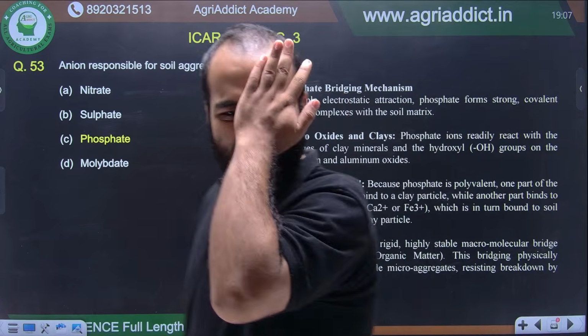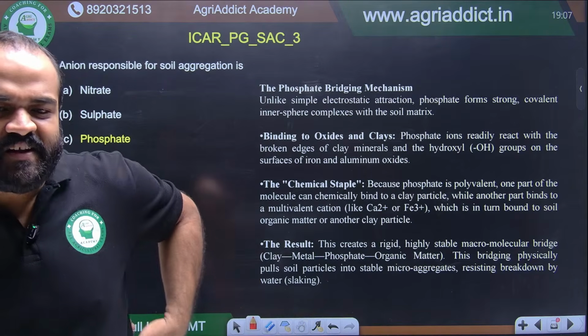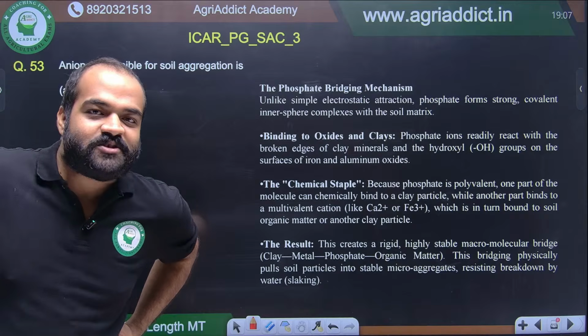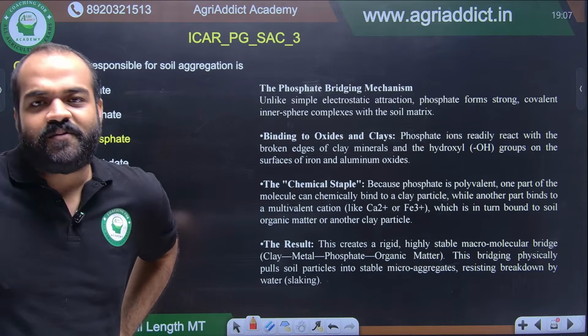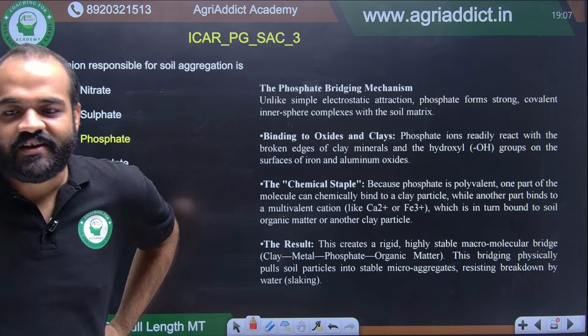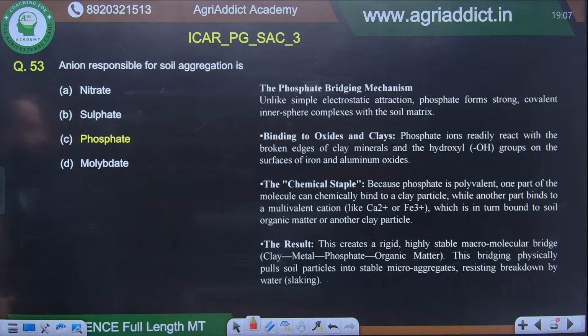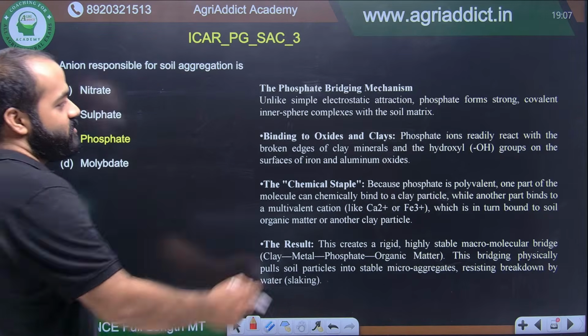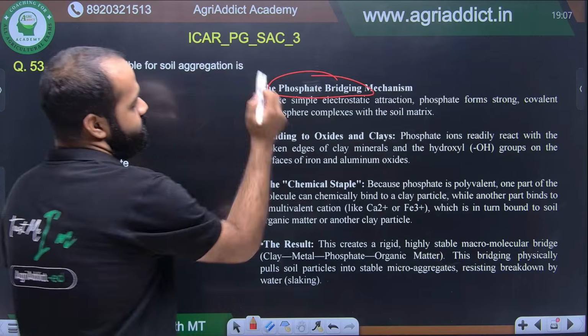This you all know, right? Application of phosphatic fertilizer improves the soil structure. This we have read from long back, from our BSc days only we have read it. Application of phosphatic fertilizer improves the soil structure. How? The phosphate bridging mechanism. It is called the phosphate bridging mechanism.